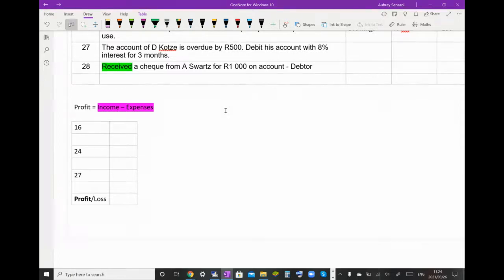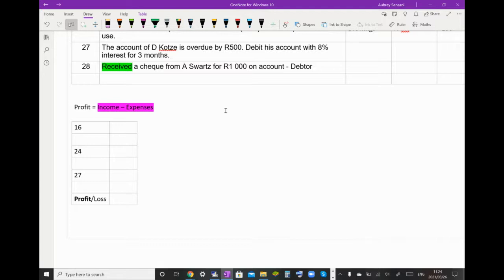Next, the debtor Kotsa is overdue by 500 Rand. Debit his account with 8% interest for 3 months. Which accounts are affected here? You said interest income, so we have two proposals: interest income, and we have debtors.